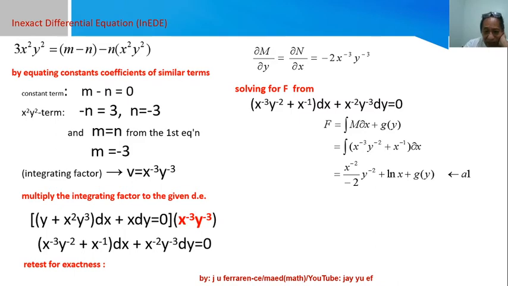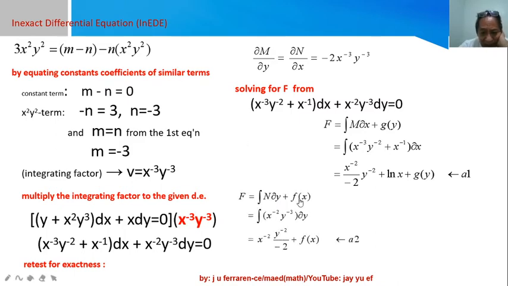So what's my f according to the dy term? We have the integral of N dy plus the unknown function in x. Integrate with y partially, so x squared is a constant. My integration will be done with y to the power minus 3, increased by 1, that is minus 2 as the new power, over n plus 1 which is minus 2. Plus the unknown function, a possible answer from my second term.